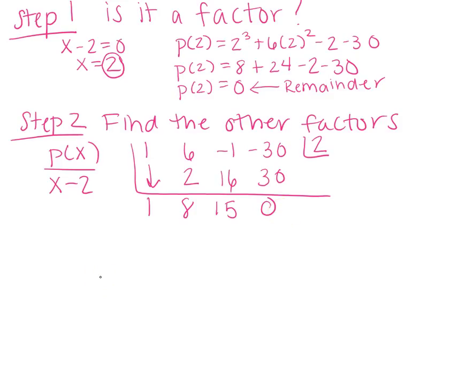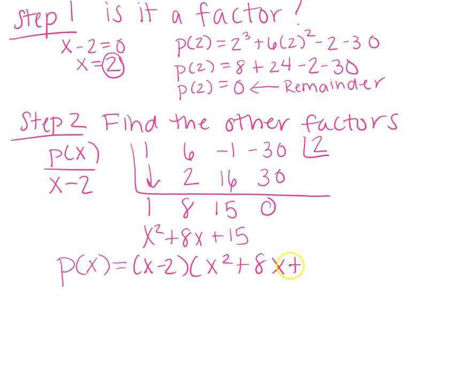Since I started with a cubic and I divided by a linear, this results in x squared plus 8x plus 15. So to recap, I took the polynomial I started with, divided by x minus 2 because I know it's a factor, and got x squared plus 8x plus 15. So that means p of x is equal to x minus 2 times x squared plus 8x plus 15.